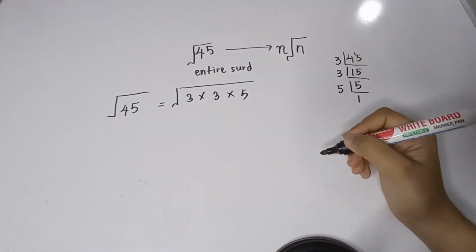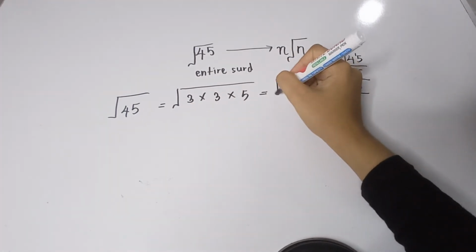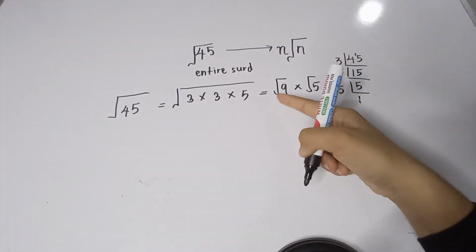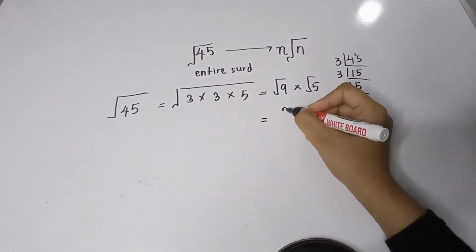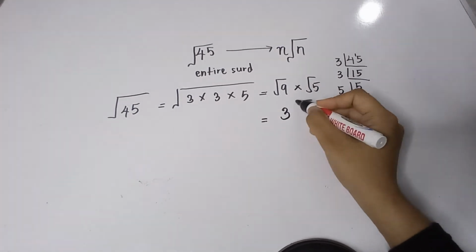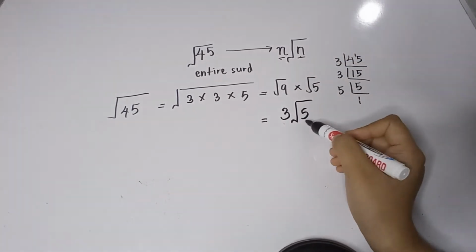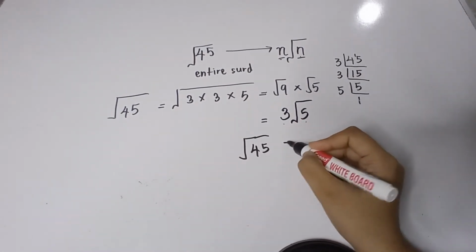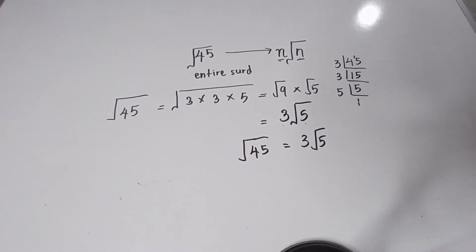Right? Now, when you observe very carefully, you can see 3 into 3 means that is square root 9 and square root 5. So this square root 9 gives a whole number because this is a perfect square. You can take 3 out, and this root 5 you multiply with it. Now, just like I said, there are two numbers. So this entire surd root 45 is equal to the mixed surd 3 root 5. So that's how you convert any entire surd into a mixed surd value, right?